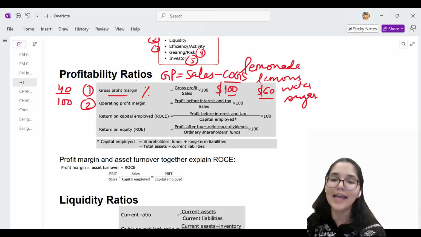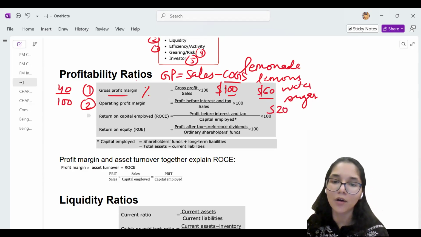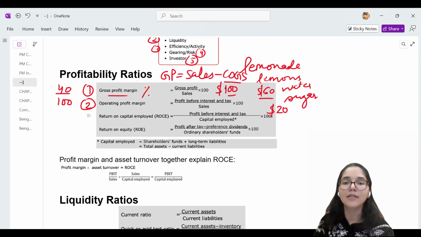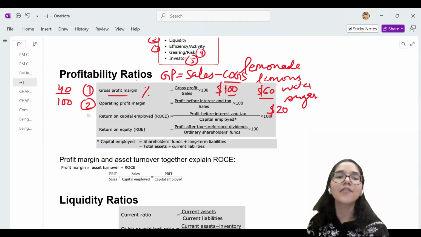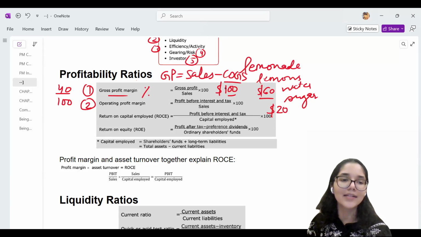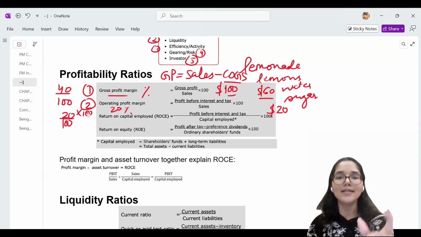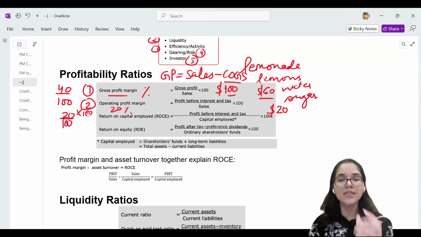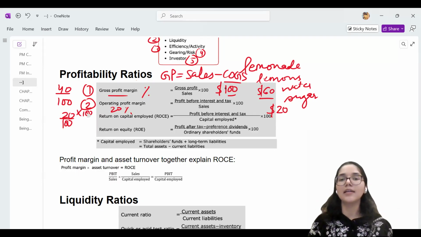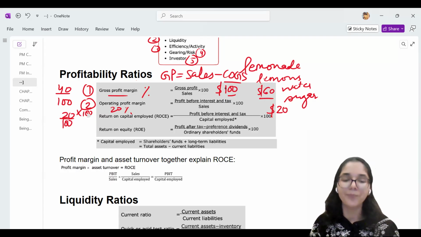So let's suppose my extra expenses are $20. So now I am left with 60 plus 20, 80 as my total expenses. 100 is my sales. That means 100 minus 80 will give me 20. 20 upon 100 into 100 will give me 20% as my operating profit margin. That means for every $100 that I sell to the customers, $20 are left with me after subtracting each and everything that I have to spend money upon.